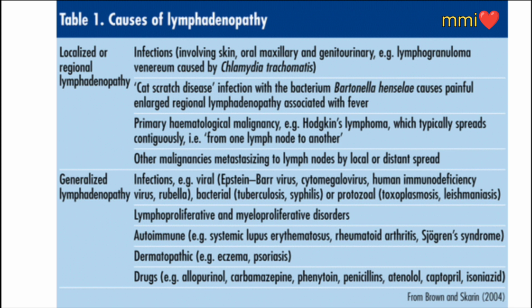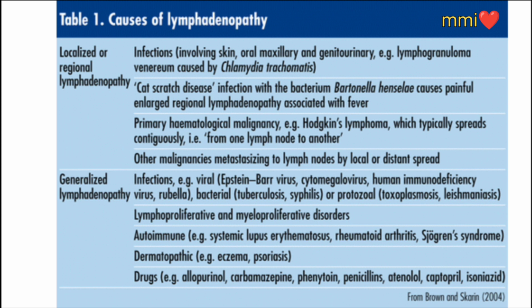Next is cat scratch disease. Third is primary hematological malignancy like Hodgkin's lymphoma. Next is other malignancy metastasizing to the lymph nodes. Okay, by local or distant spread. Most common cause for this is breast cancer. Okay, it goes to the axillary group of lymph nodes. Okay. Next is generalized lymphadenopathy.